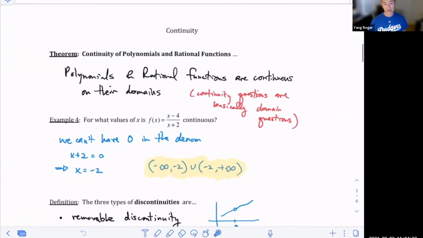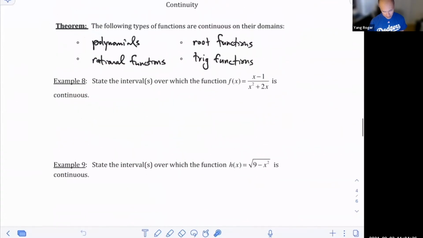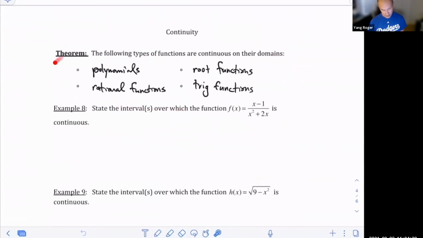We have a couple theorems. One theorem we have is that all polynomials and rational functions are continuous on their domains. Later on, we have another theorem which expands it even further. It's not just polynomials and rational functions, but also root functions and trig functions. So basically all the types of functions that you work with regularly are going to be continuous on their domain.